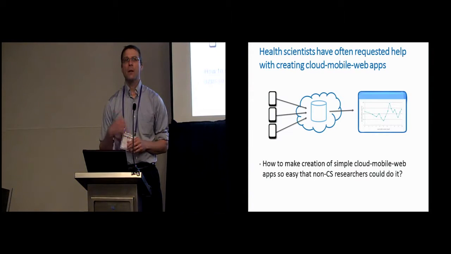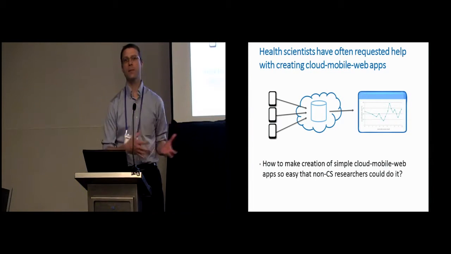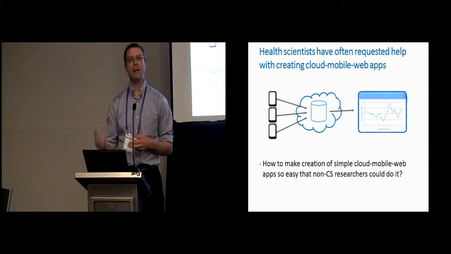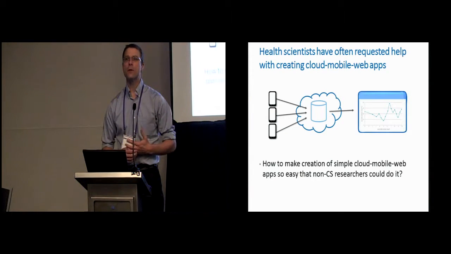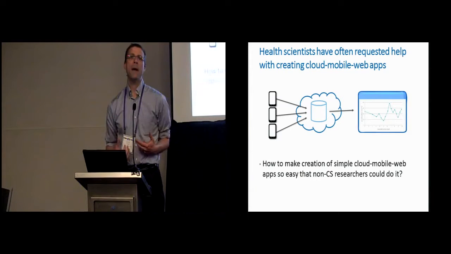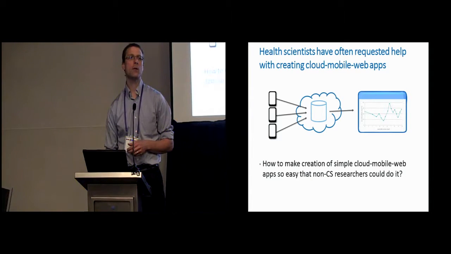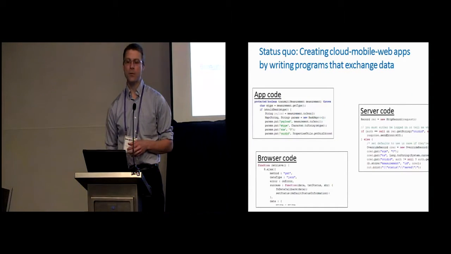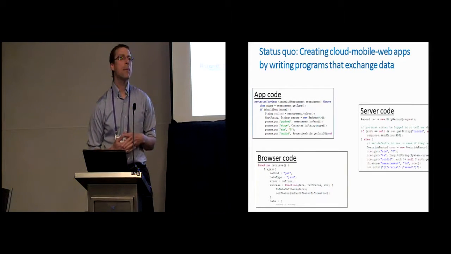So this got me to wondering, why are so many scientists asking for help with making these apps? They seem relatively simple in most cases. They want to collect some data off of a mobile device, send it to a database on the cloud, and then display the results in a browser. So these mobile cloud web applications seem relatively simple to me. Why is it so hard? So that got me thinking, what could we do to make it easier so that maybe scientists could create these apps for themselves?